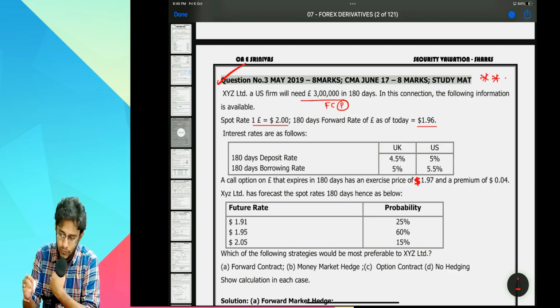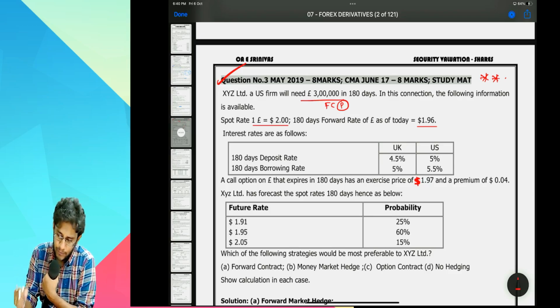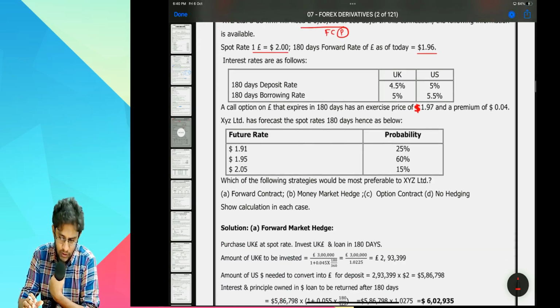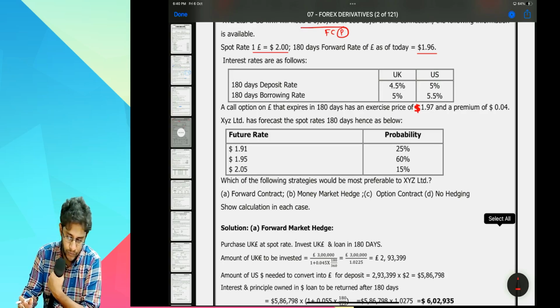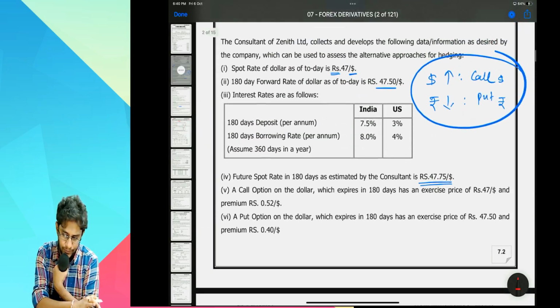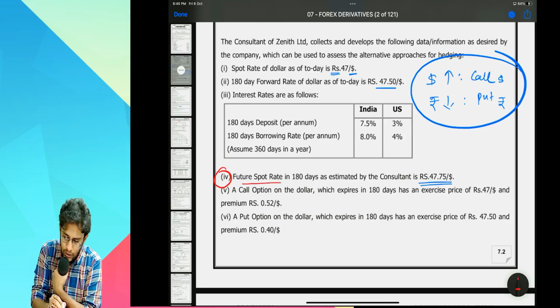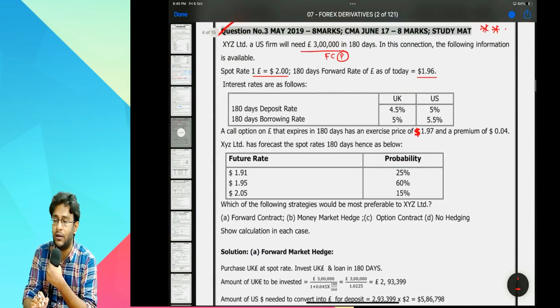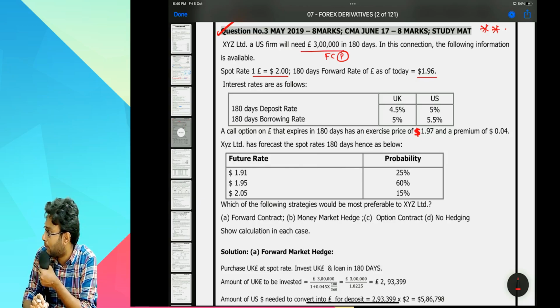And premium $0.04. XYZ has forecasted the spot rate 180 days hence as below. So at the 6 months time, spot rate of pound can become any of these 3 rates. In yesterday's sum, question number 2, when we solved it, the future spot rate in 180 days was estimated by the consultant at 47.75. The number was directly given, but in this question, the number is not directly given; instead 3 possible prices along with 3 probabilities are given.